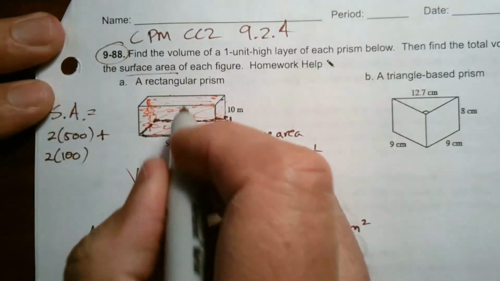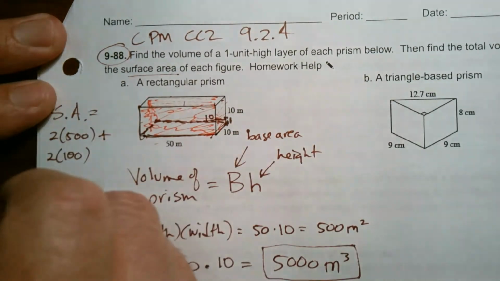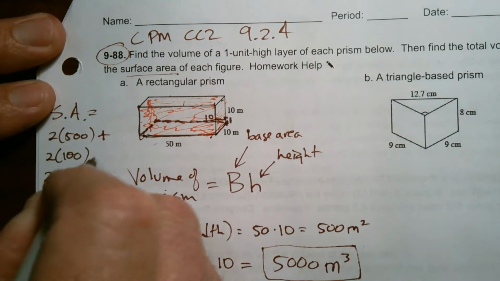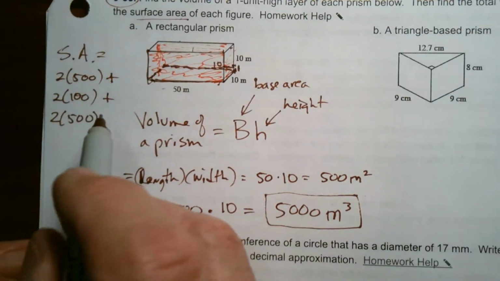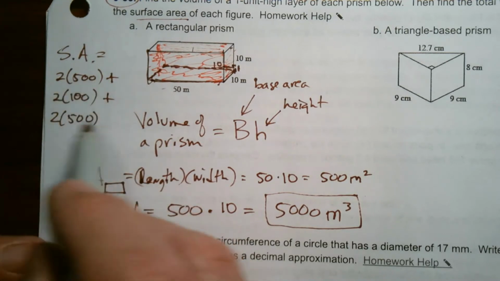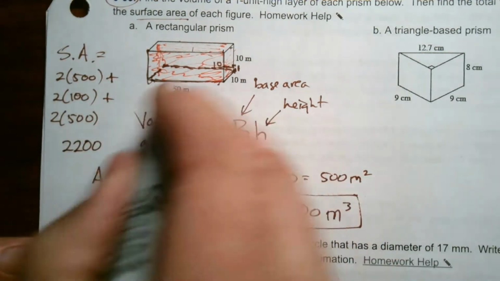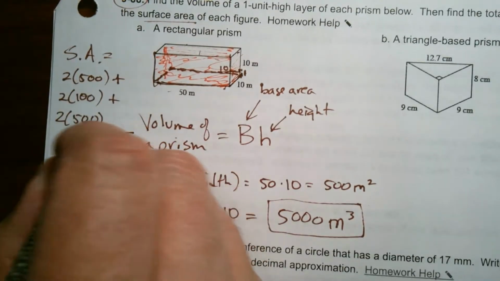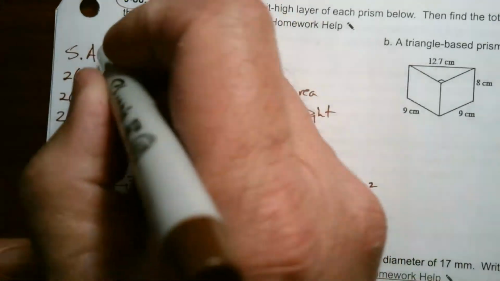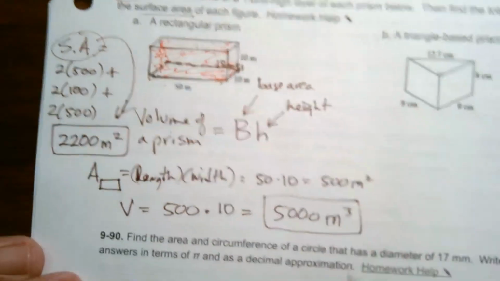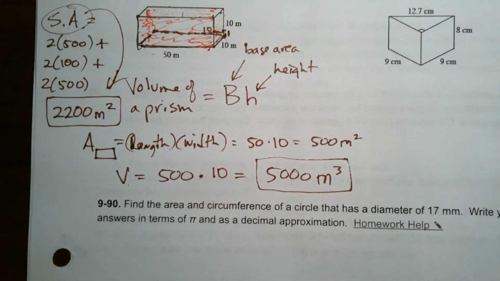And then as well, that was the bottom and the top. So the front face here is also a 10 by 50. So another two 500s. So I'm adding each of those. That's going to give me my total surface area. So for this, let's see, that's 1,000, 2,000, 200. So the surface area is 2,200, and my units are meters, and area is always squared meters. So that is the surface area. Okay, so make sure you can see that surface area is different from volume. The volume is 5,000.